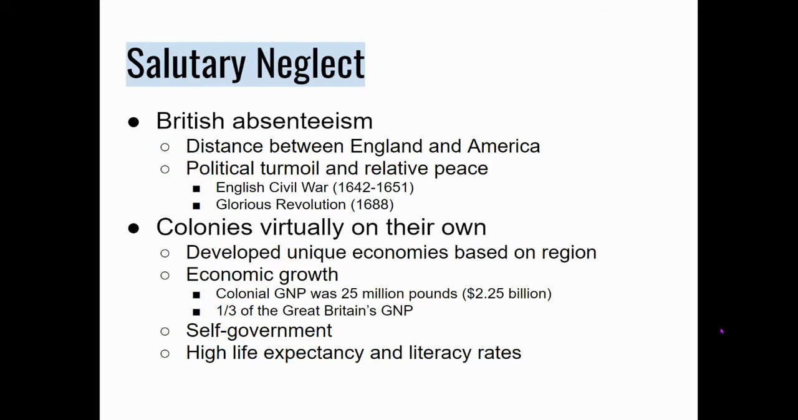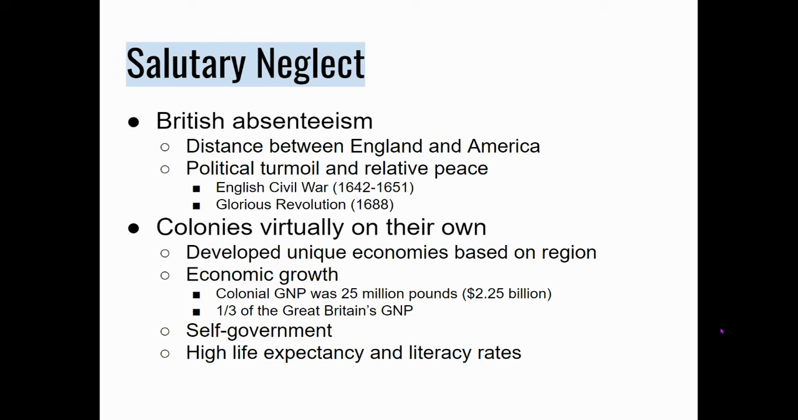So what was going on in England was obviously the fact that there's this big Atlantic Ocean made a difference as to how much control it could exert, but also they're busy with the English Civil War and then the Glorious Revolution. And the colonies are basically developing their own unique economies. We learned about plantation economies and manufacturing and all that in period two. And there's tremendous economic growth happening.